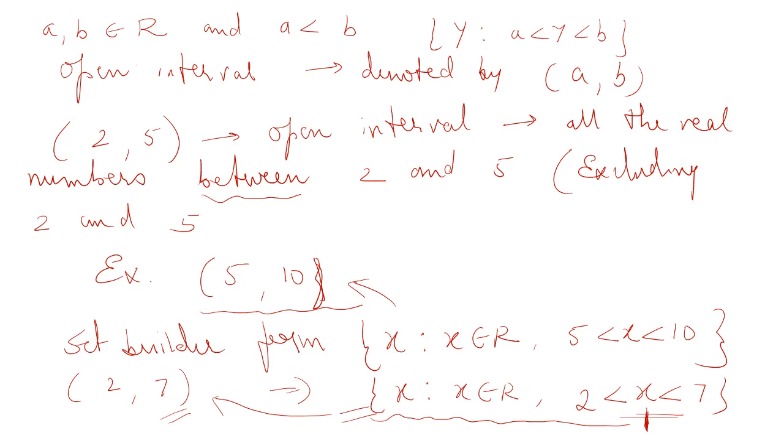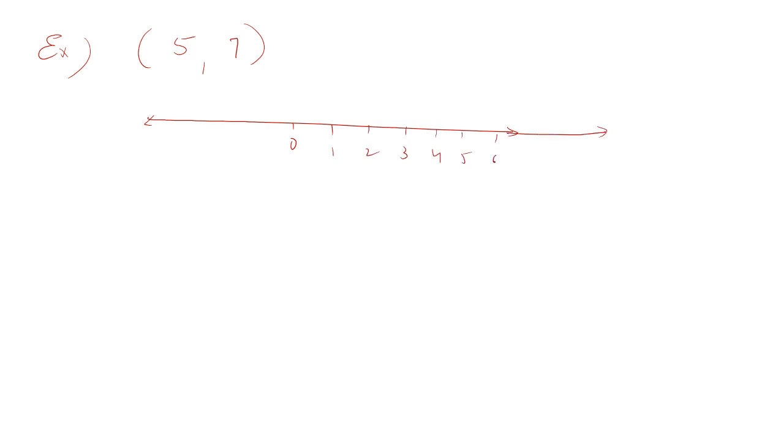If you represent this open interval on a number line, how do we take it? For example, if you consider (5, 7). On a number line, this is a real number line. We will take here 0, 1, 2, 3, 4, 5, 6, you can extend it, 7, 8. Here, if you take minus 1, minus 2, minus 3, these are the numbers. So here it is 5.